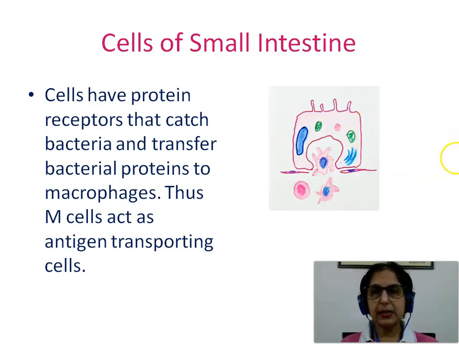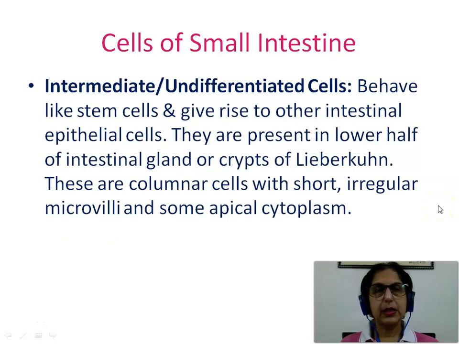And this here is how an M cell looks like. And what we see here is a pocket. Intermediate or undifferentiated cells. These behave like stem cells and give rise to other intestinal epithelial cells. They are present in the lower half of the intestinal gland or crypts of Lieberkühn. These are columnar cells with short, irregular microvilli and some apical cytoplasm.